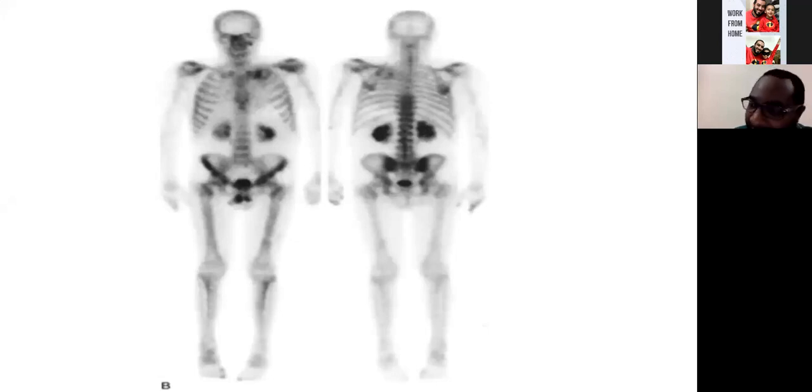A PET CT is the positron emission computed tomography, which relies on FDG glucose uptake. So that will tell you whether there is viable tissue or it is just a flare phenomenon.